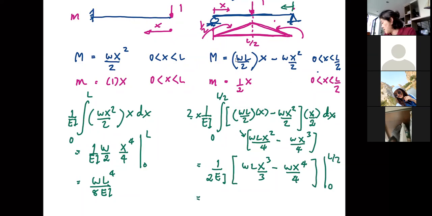Okay, and then, wow, that's too much. I'm getting lazy now. Let's just see if I have the value somewhere around here. So that turns out to be, yeah, in the end, I don't have it, but it's going to be 5 WL to the power of 4 over 384 EI. So that's the basic example of the virtual work for the calculation of the deflection of the beam.